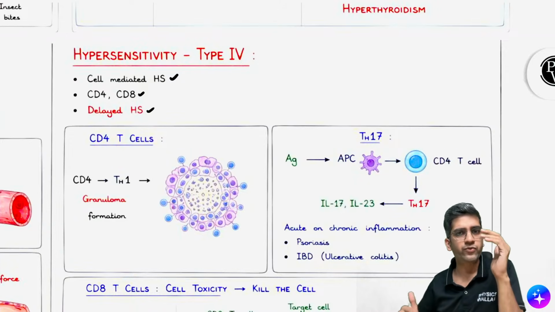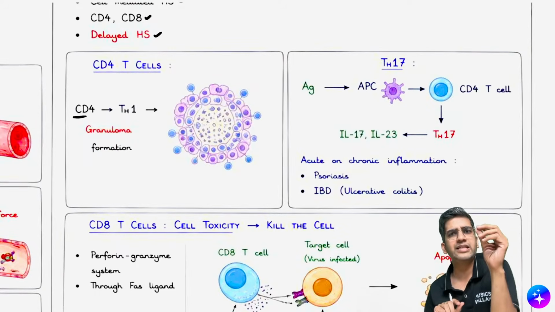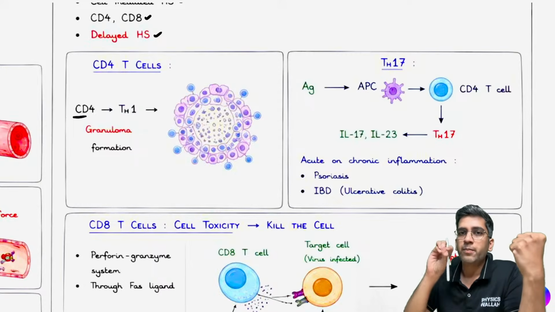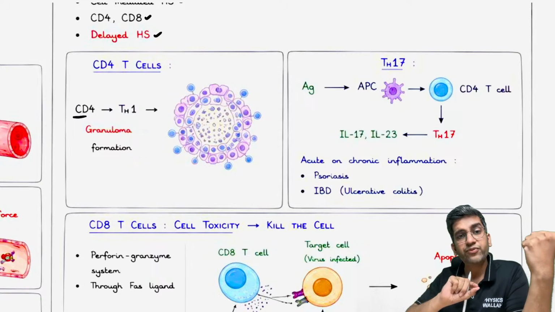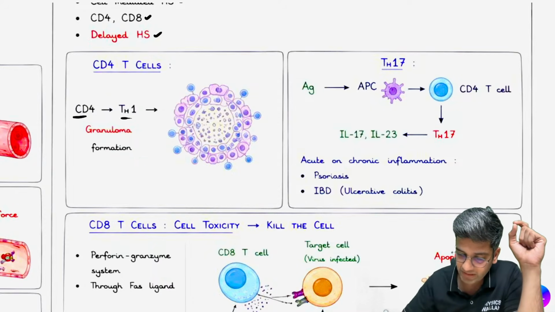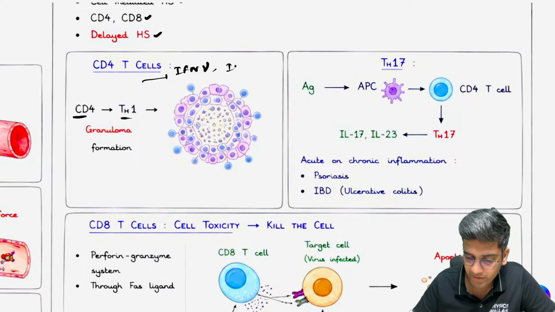So first we'll go to CD4, then we'll go to CD8. Whenever you have a CD4 reaction, let's say there's an antigen there. As usual, your antigen presenting cells present it to a CD4. The CD4 differentiates to the Th1 subtype. That's very important. The moment it becomes the Th1 subtype, what happens? You will have interferon gamma coming, right? You'll have interleukin 12 coming, which results in the formation of granuloma.